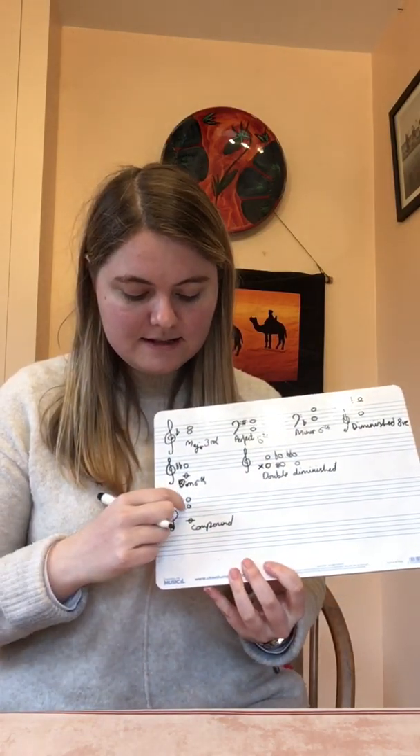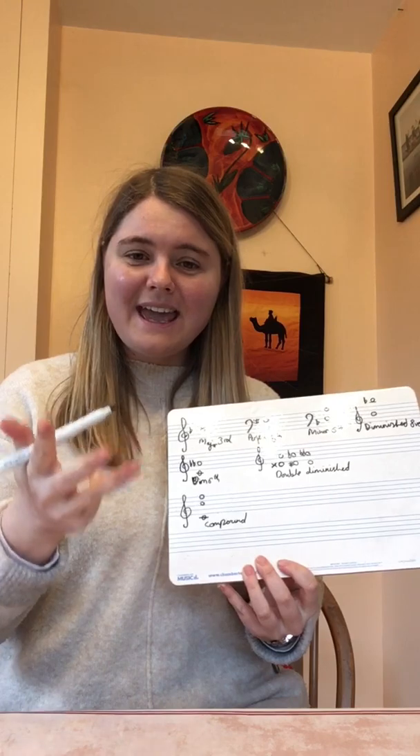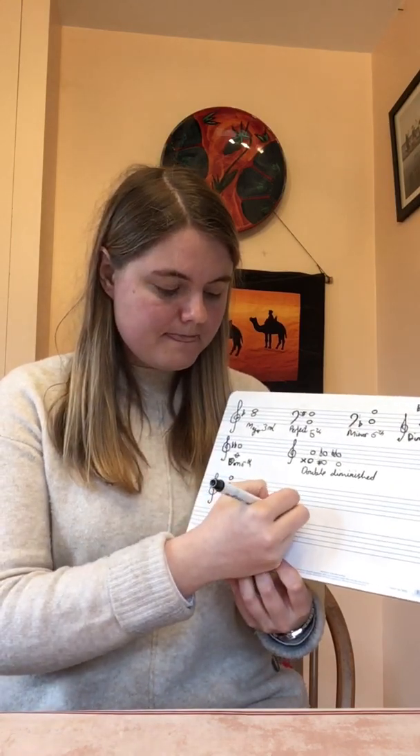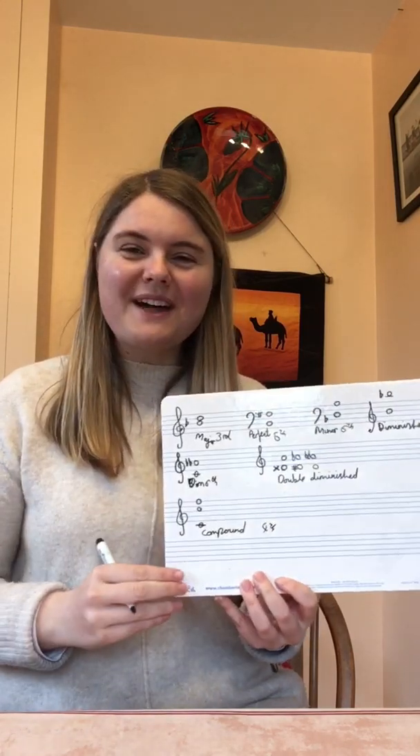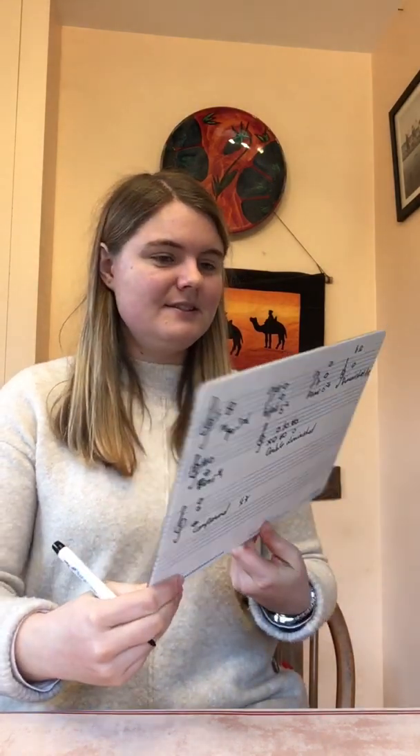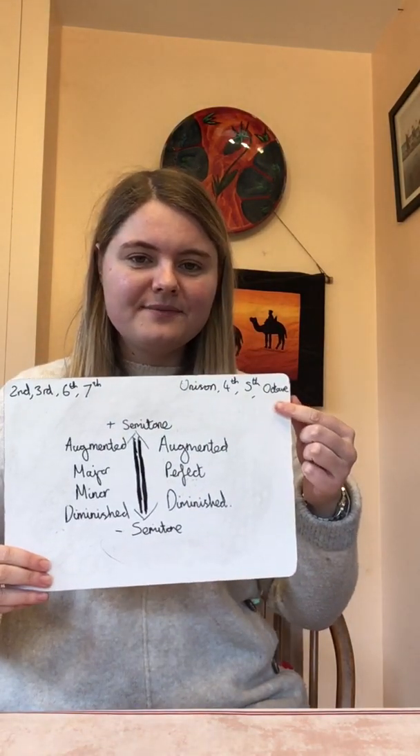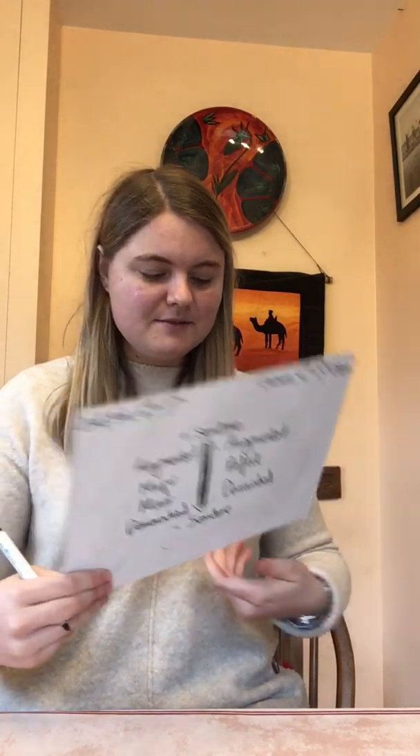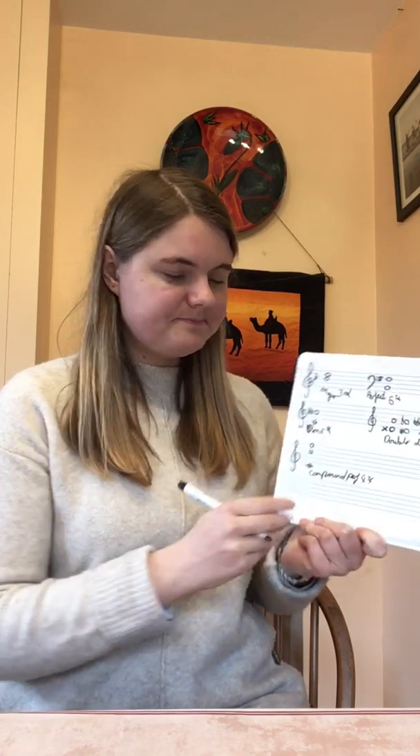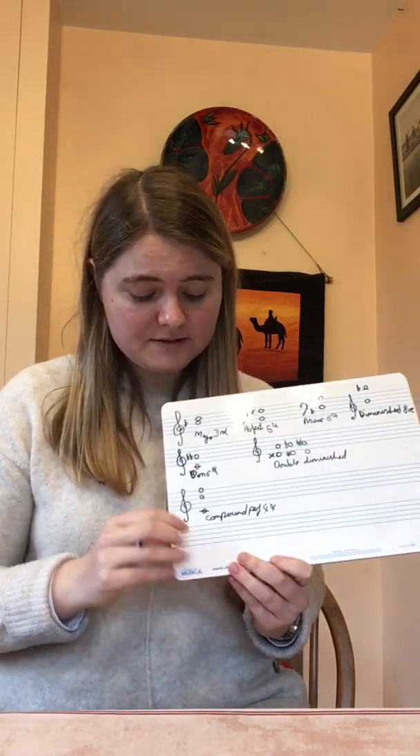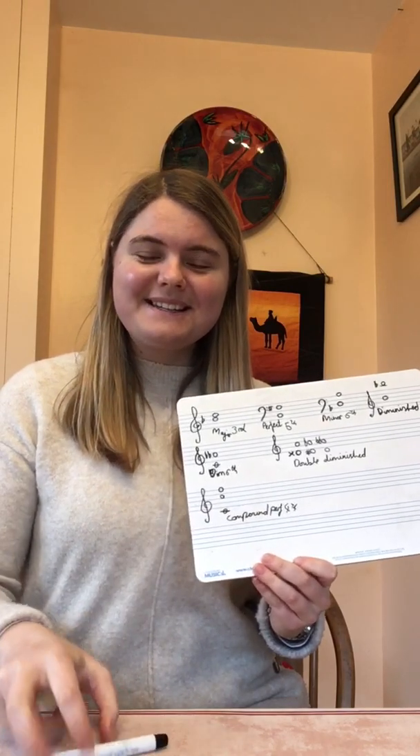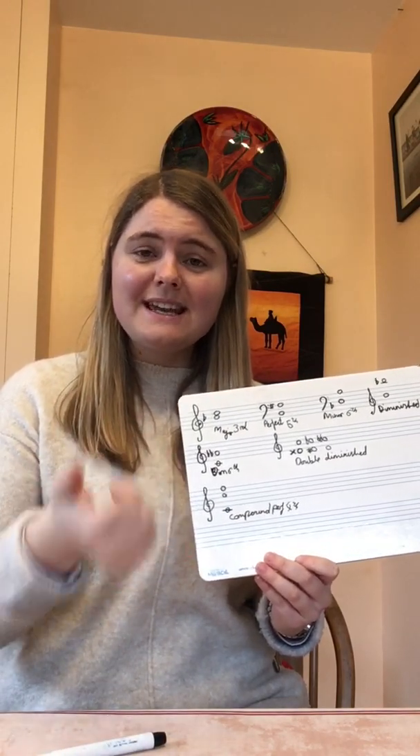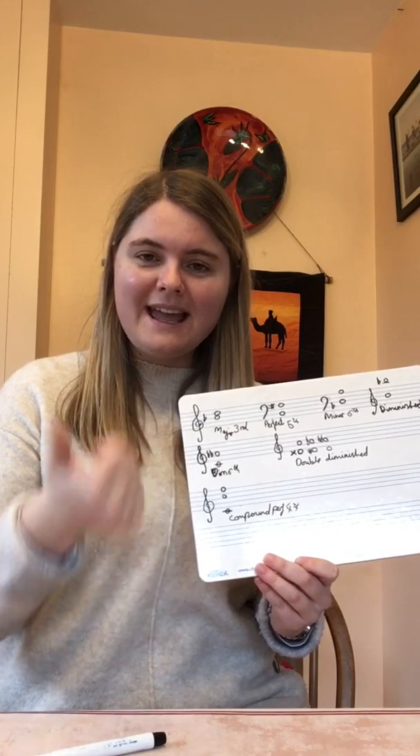So C, D, E, F. So that is a fourth. And we know that that fourth is found in our major scale. So looking at the other side, here's our fourths. So we know that it is a perfect fourth. So we can either write compound perfect fourth, or we can count all the way up from C: C, D, E, F, G, A, B, C, D, E, F. And we can write that it is an 11th.